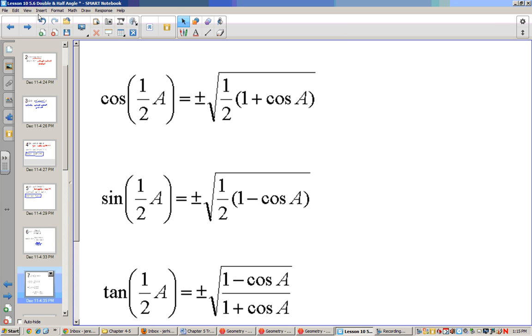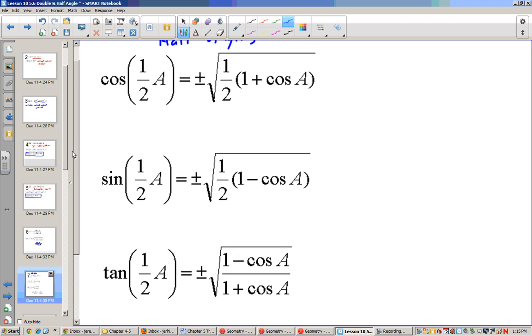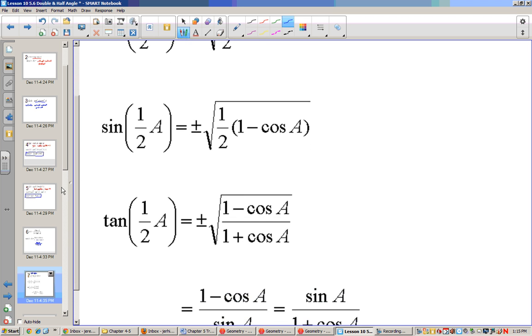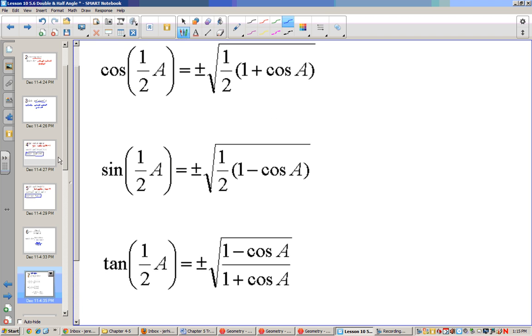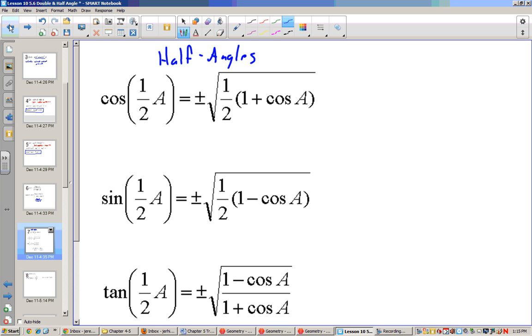Now, we move on to half angle properties. These are all the half angle properties. Now, we're not going to go through and prove these. The proofs will not be on the test or anything, but these are all properties that we should know how to use. Oh, and I thought there would be another slide on that.